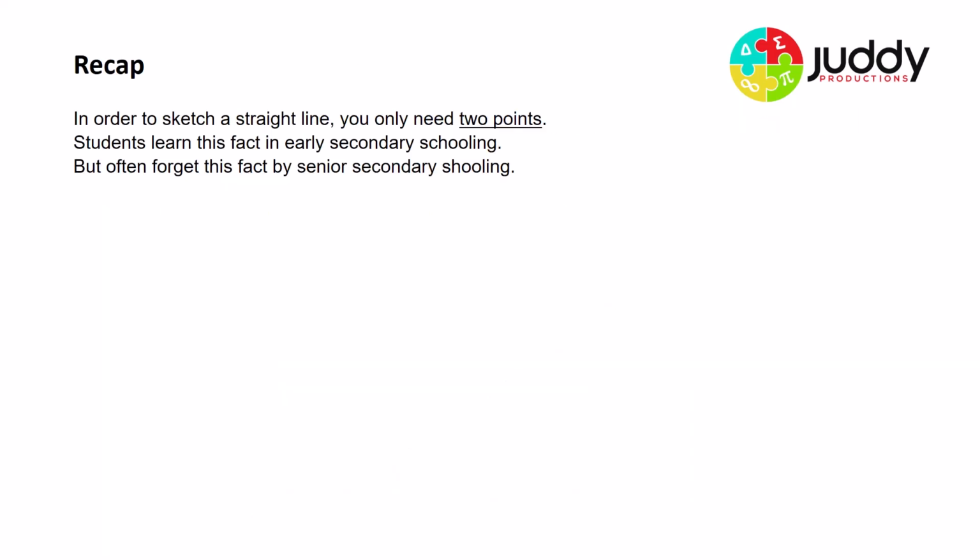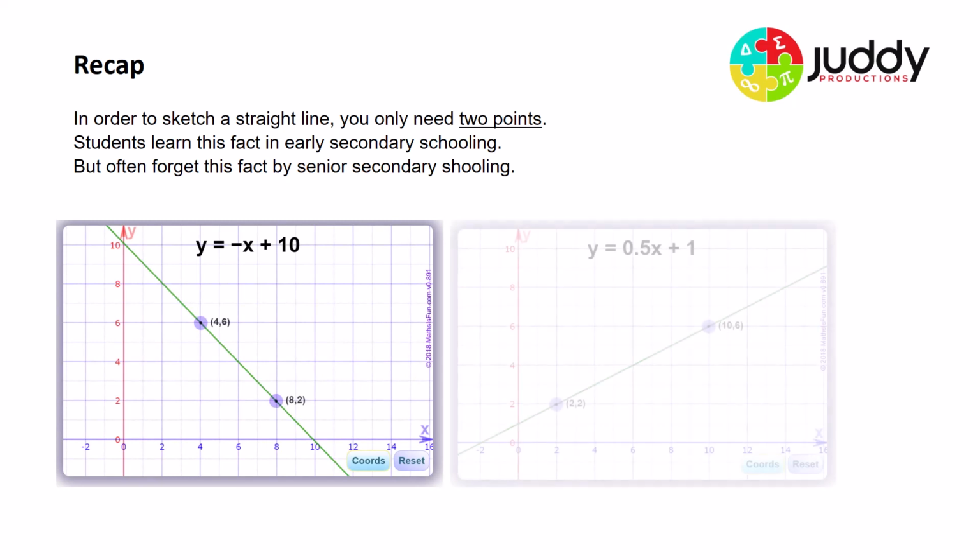Quick recap. In order to sketch a straight line, what's the minimum number of points you need? And the answer of course is 2. If you've got 2 points, you can draw a line between them. Students learn this fact in early secondary school. However, by the time they get to senior secondary school, they've quite often forgotten or not used this skill for quite some time. So here's a quick sketch and another sketch.